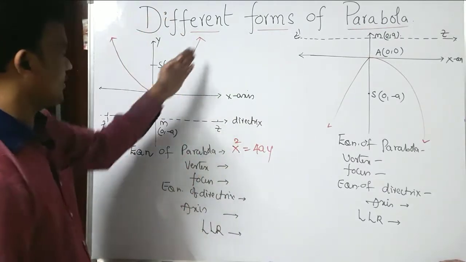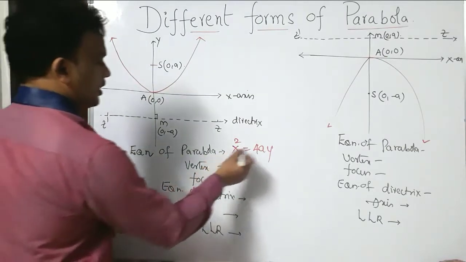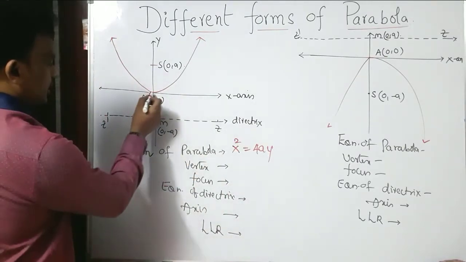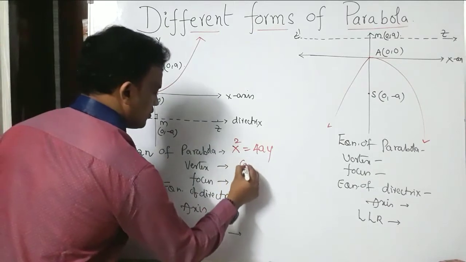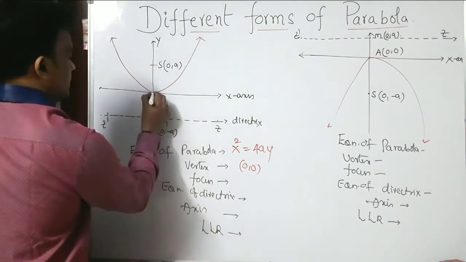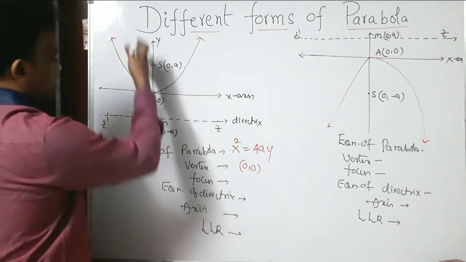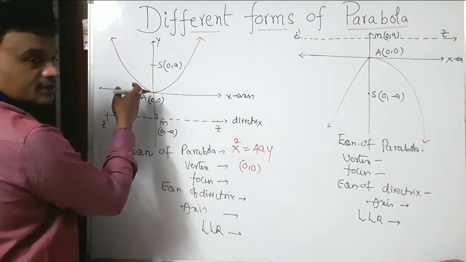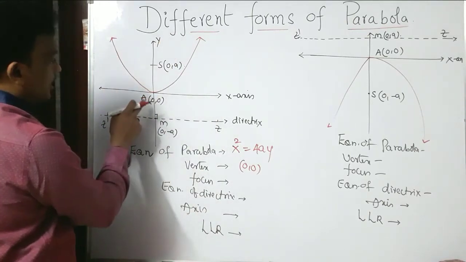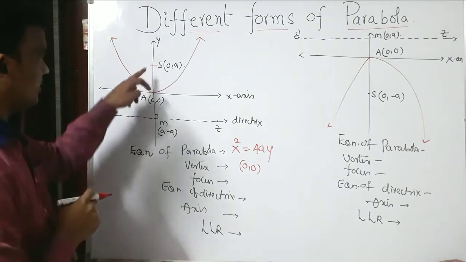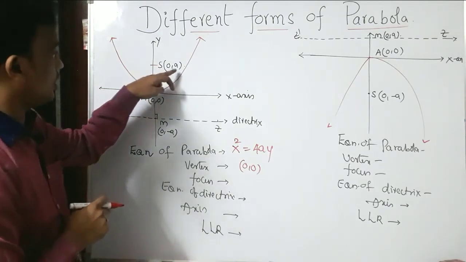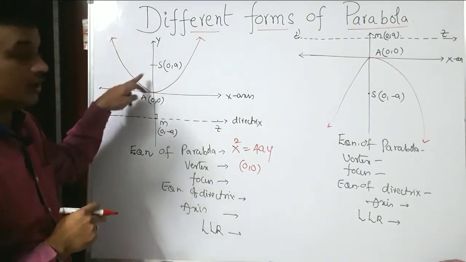In that case, the equation of the parabola is x square is equals to 4ay. What is the vertex? The vertex is (0, 0). On the x-axis and y-axis, it will be like this. And what is the focus? The focus will be here, on the y-axis.